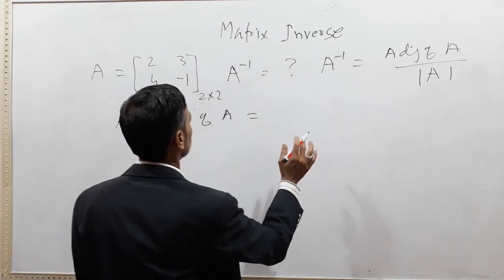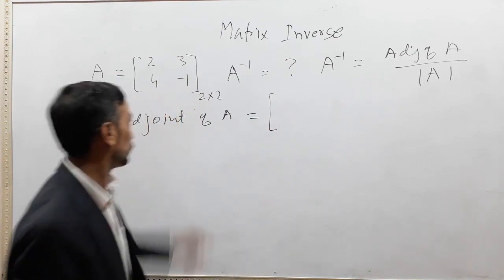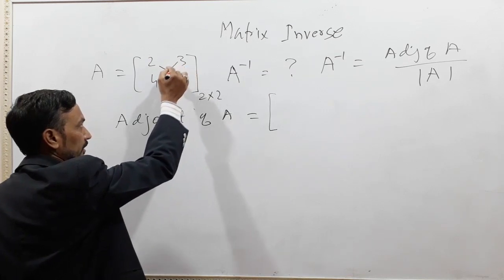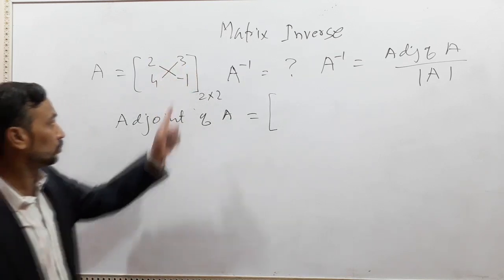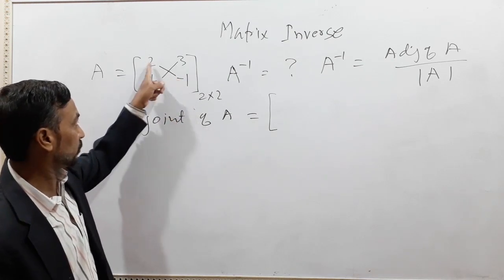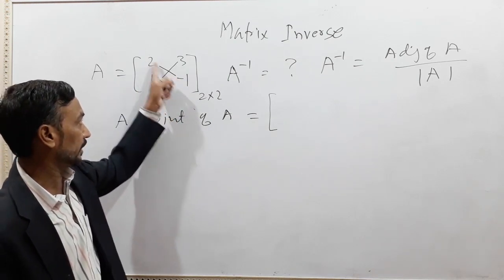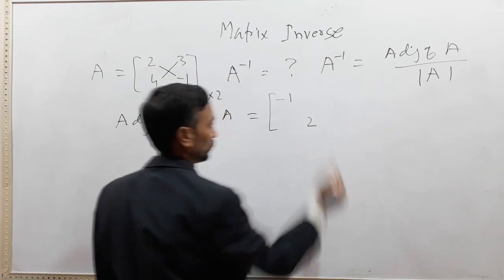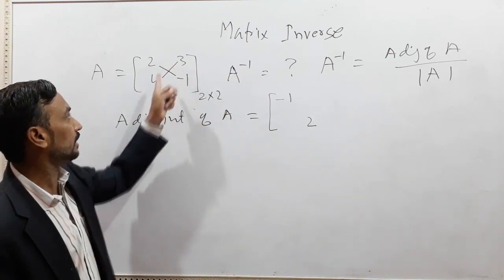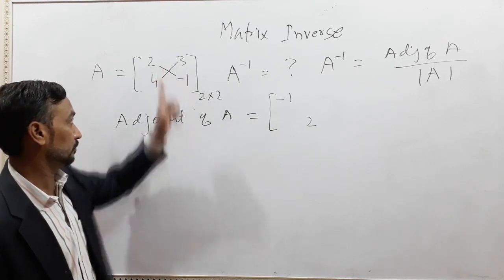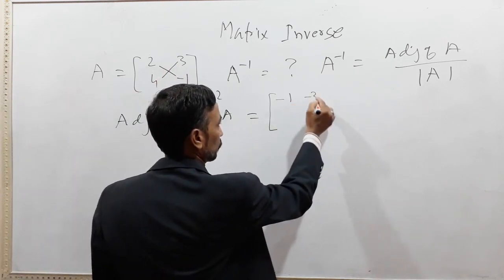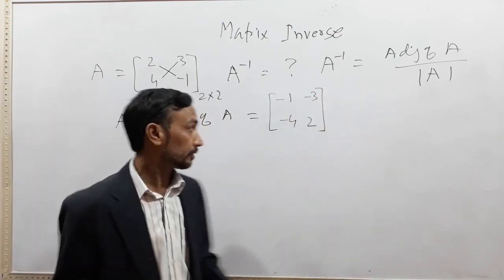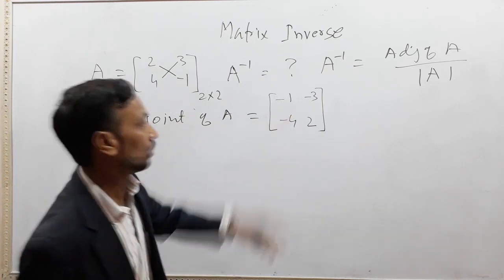The adjoint is very simple to find for this matrix. It is a square matrix, so it has 2 diagonals. When you change the places of the elements present in the first diagonal, we'll change the places of minus 1 and 2. And we'll change the sign of the elements present in the second diagonal, so it will be minus 3 and minus 4. Very simple, right?